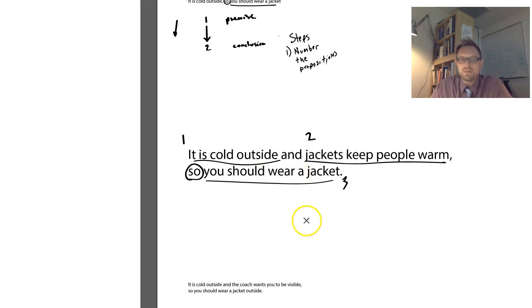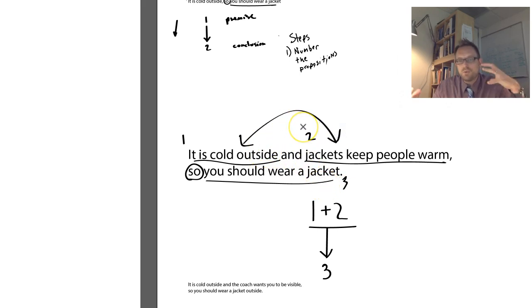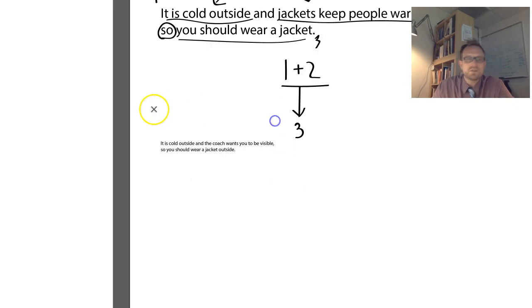So the way we would diagram this is to say that 1 and 2 combined is what supports 3, right? And what we can say here is that 1 and 2 are dependent upon each other. Or we should say, when they're combined together, they really give you the argument of why one should wear the jacket. So this is another example. I'm just going to give you ever more increasing examples here. So let's take a look and see how another example might look.